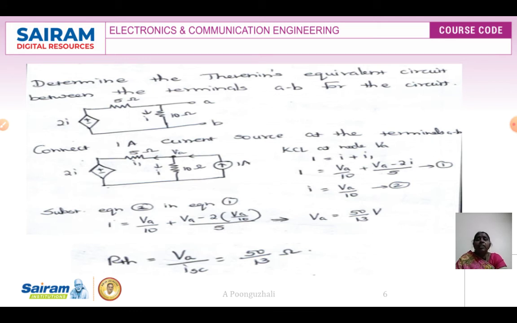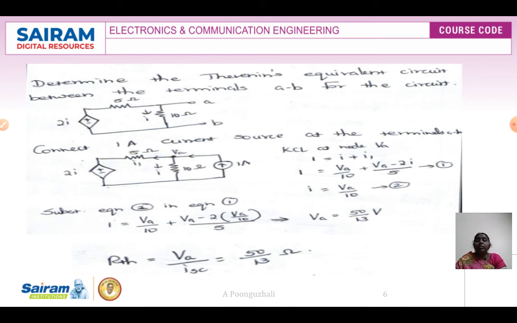Next is, determine the Thevenin's equivalent circuit between the terminals A, B for the circuit. See, in this case there is only a dependent source, there is no independent source. That means what we have to do is connect either a 1 amp current source or a 1 volt voltage source at the load terminals here. So first I will consider a 1 amp current source there. See, this circuit consists of only dependent sources. If it consists of only dependent sources, then you have to connect a 1 amp current source there. So by connecting a 1 amp current source, apply the KCL at your node VA.